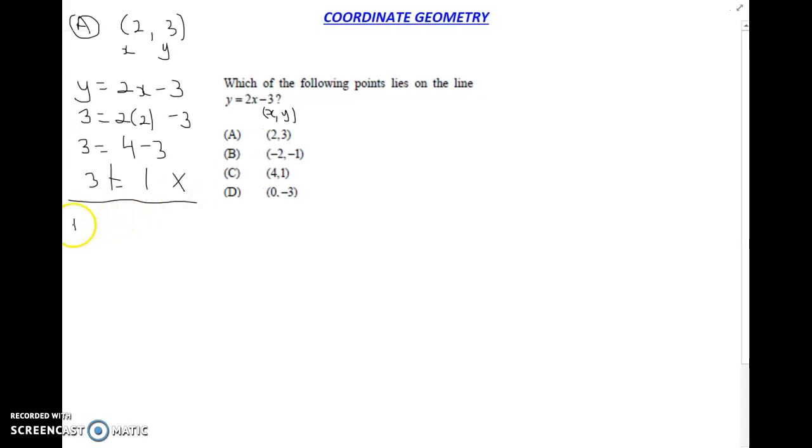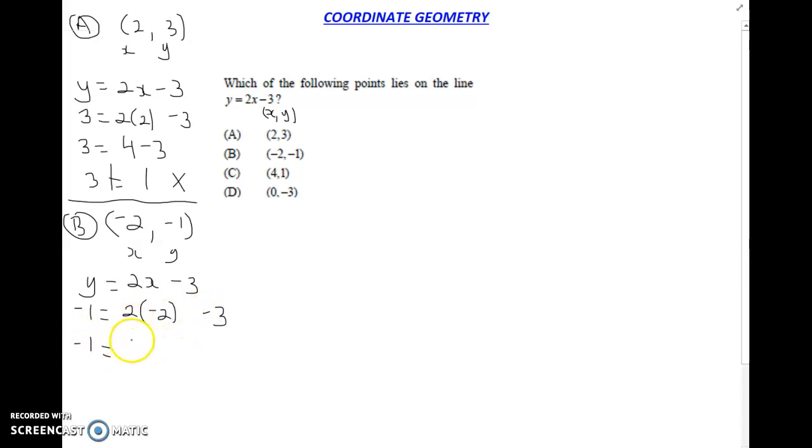Let's try it for B. Negative 2, negative 1. Again, x value then y value. So write over the equation we have. You see my y value here is negative 1 and my x is negative 2. So let's put that in. So negative 1, 2 times negative 2 is negative 4, minus 3. We're going to get negative 7, but we have negative 1 here, and they're not equal to each other. So it's not B.